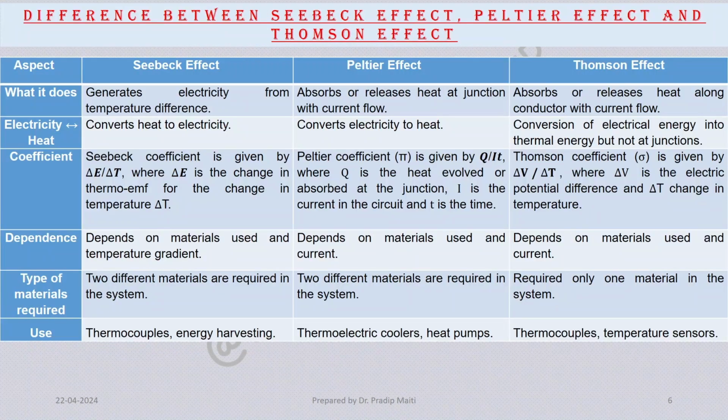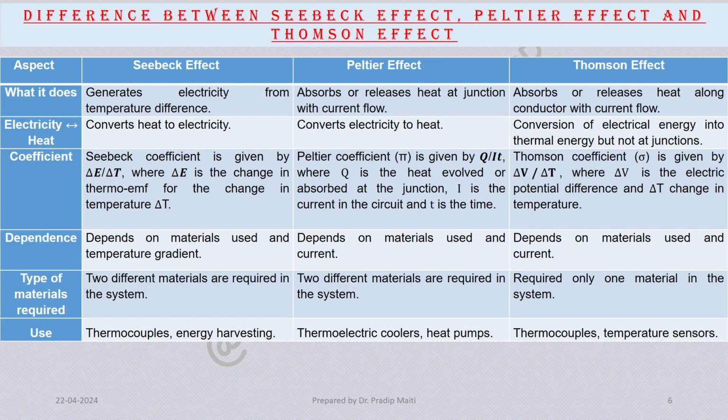Here is a table that represents the difference between the Seebeck effect, Peltier effect and Thomson effect. In the case of the Seebeck effect, it generates electricity from the temperature difference. The Peltier effect basically absorbs or releases heat at the junction with current flow. In the case of the Thomson effect, heat is absorbed or released along the conductor with current flow. The Seebeck effect converts heat to electricity. The Peltier effect converts electricity to heat. The Thomson effect converts electrical energy into thermal energy, but not at the junction.